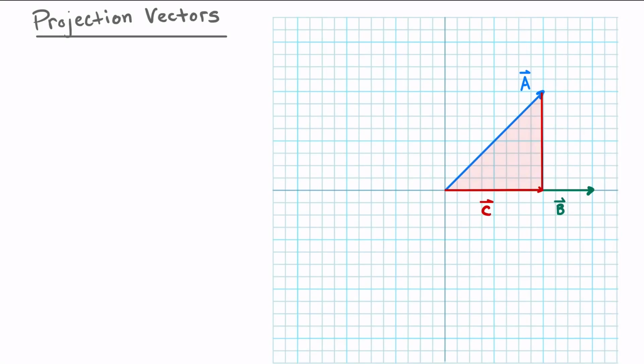In this video, I'll introduce you to the concept and expression for creating a projection vector, the vector created by projecting one vector onto another. Let's examine the graph on screen to illustrate this concept.